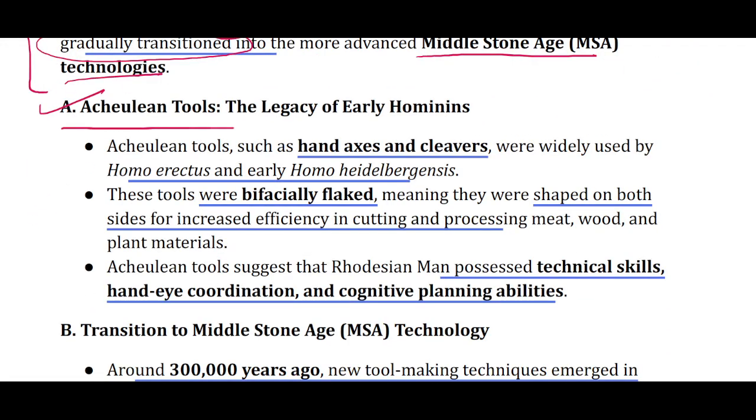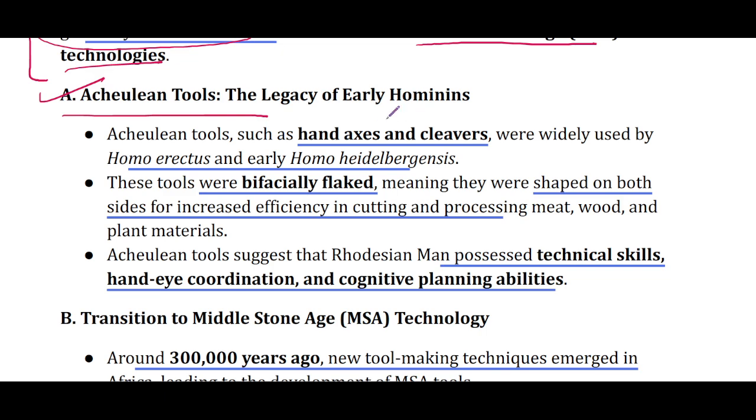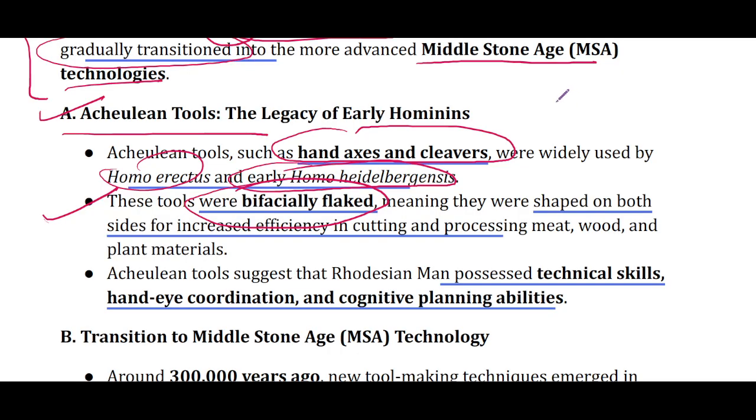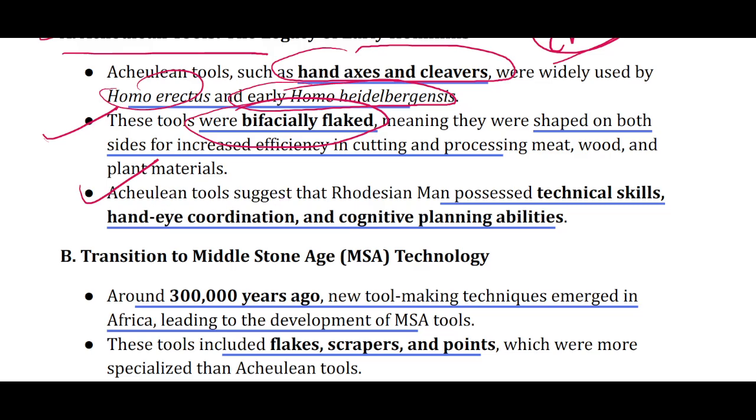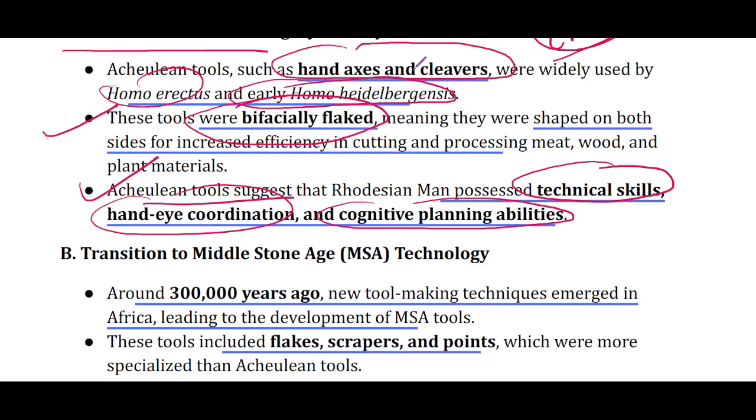First, let's have a look at Acheulean tools. These tools, such as hand axes and cleavers, were widely used by Homo erectus and early Homo heidelbergensis. These tools were bifacially flaked, which means they were chiseled and shaped on both sides. This tool industry suggests that Rhodesian man possessed the technical skills, hand-eye coordination, and cognitive planning abilities.